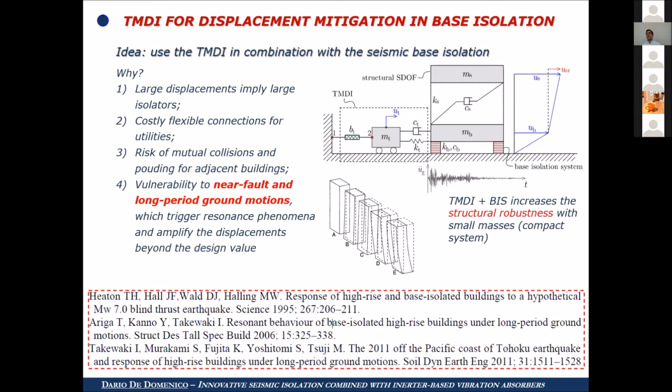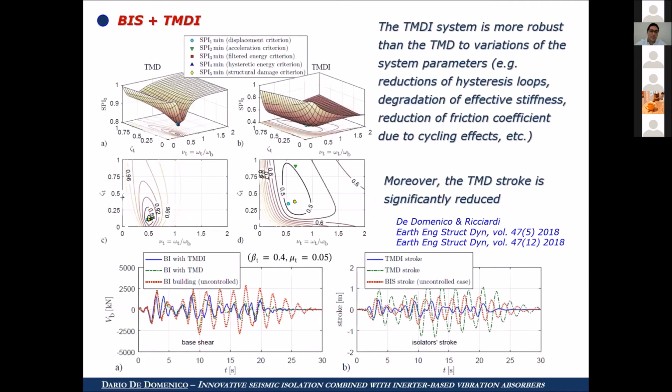We demonstrated in two publications published in Earthquake Engineering and Structural Dynamics that this TMDI is more robust than the classical TMD. I mean, it's less sensitive to variations of the system parameters, so of tuning or detuning conditions, which are a critical issue of vibration absorbers. And this may occur for different reasons. For example, the reduction of the hysteretic properties like effective stiffness, or reduction of the friction coefficient due to the cycling effects occurring in the response to a given earthquake.